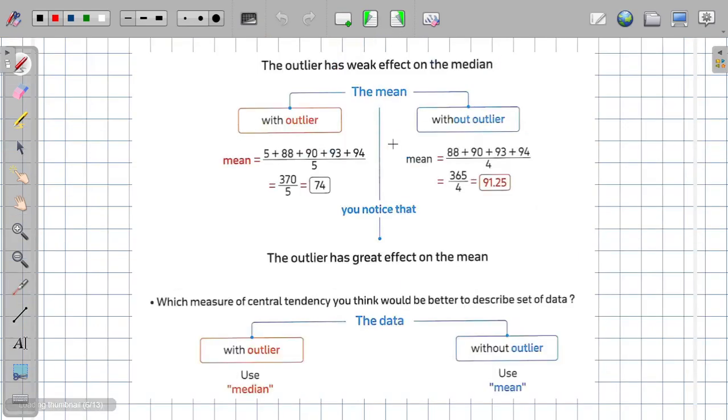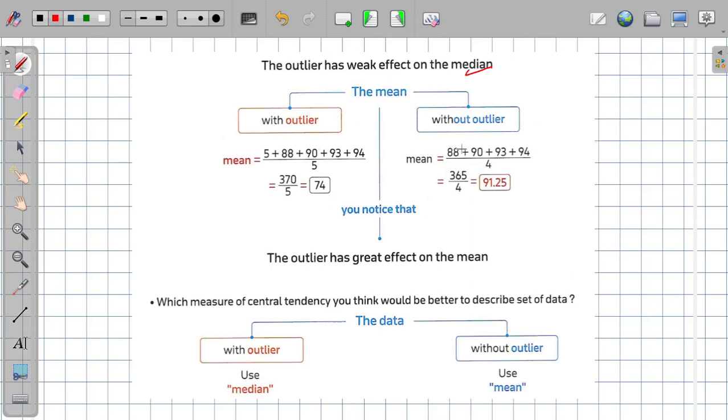So I wanted to find if the outlier has a weak effect or great effect on the mean. I said that the outlier has a weak effect on the median, but what about the mean? If I find the mean with the outlier and without the outlier, with the outlier it will be 74 because 5 plus 88 plus 90 plus 93 plus 94 equals 370, and I would divide it by 5, so it will be 74.